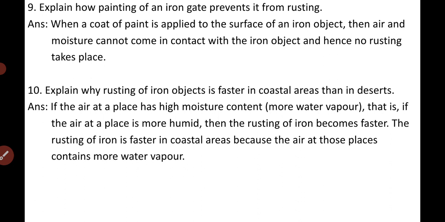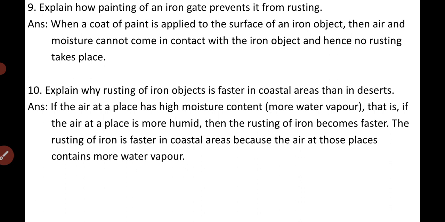Question number 9. Explain how painting of an iron gate prevents it from rusting. For rusting to take place, what are the conditions necessary? First of all, the presence of oxygen should be there. Then the presence of water, or water vapor, or moisture should be there.